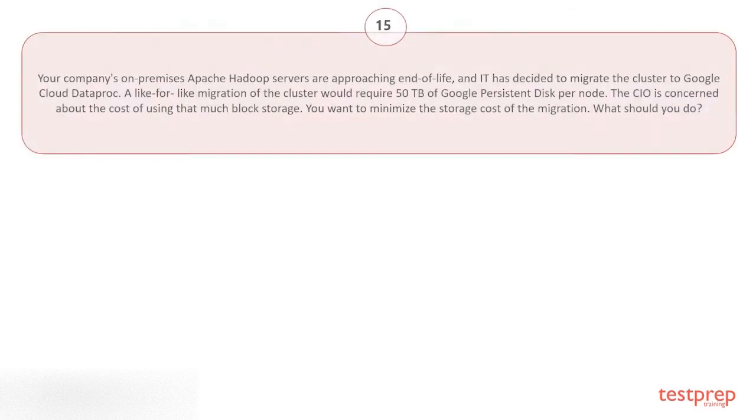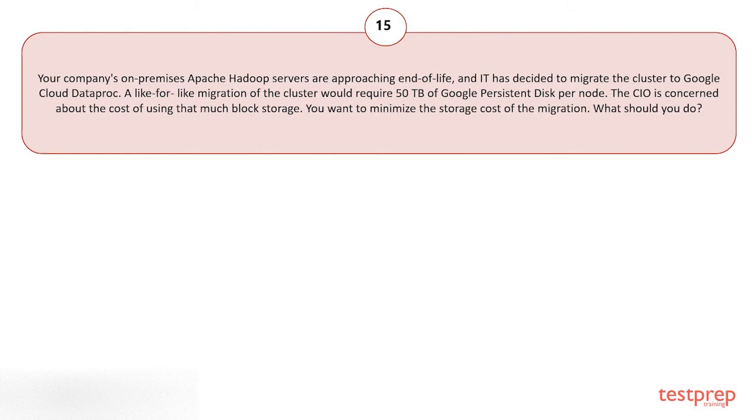Your company's on-premises Apache Hadoop servers are approaching end of life, and IT has decided to migrate the cluster to Google Cloud Dataproc. A like-for-like migration of the cluster would require 50 terabytes of Google persistent disk per node. The CIO is concerned about the cost of using that much block storage. You want to minimize the storage cost of the migration. What should you do?